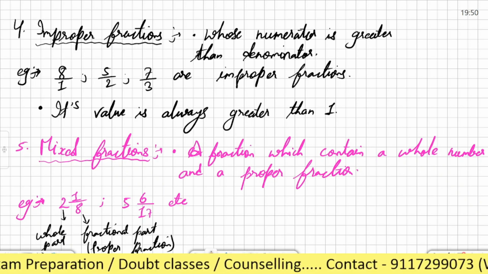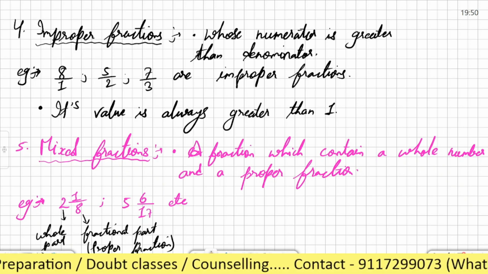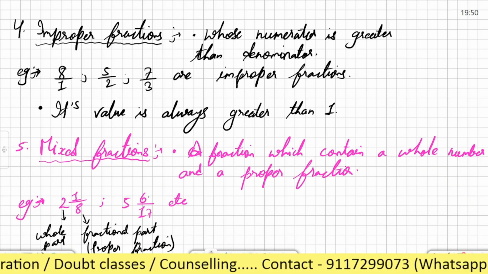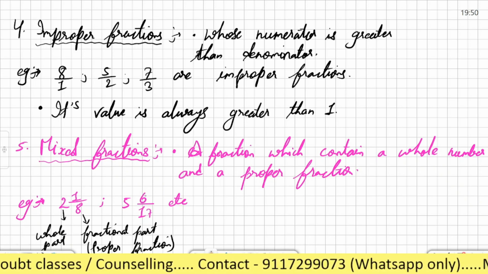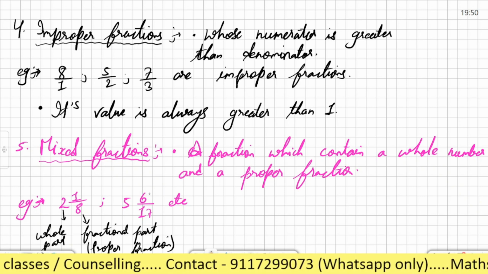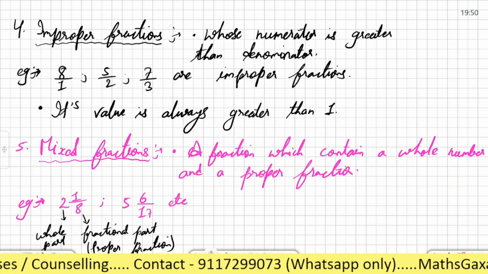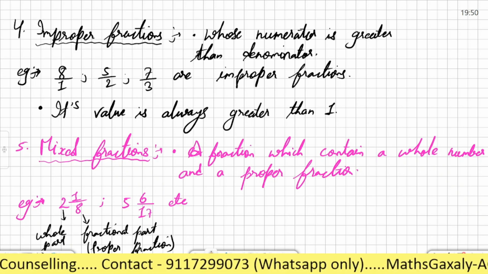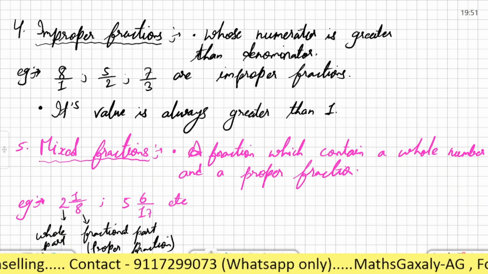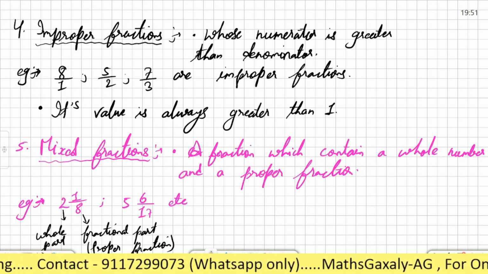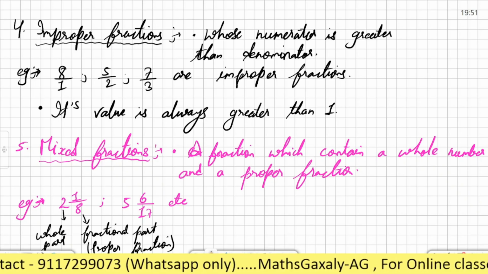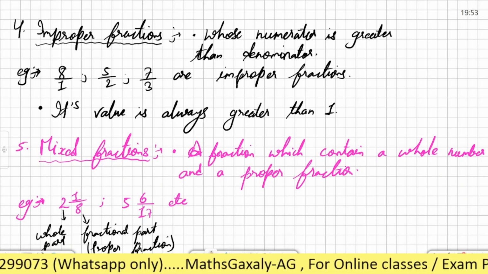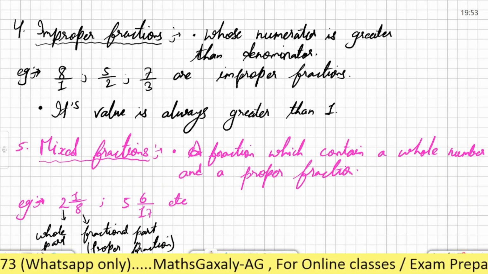Similarly, in this one, 5 whole 6 by 17. Which one is the whole part? 5. And which one is the fractional part? 6 by 17. So it will be what type of fraction? Proper fraction. Okay, is it clear? So now note it down and then we will continue with the next one. Okay, so let's see here.